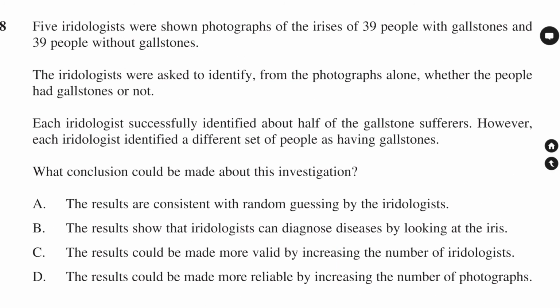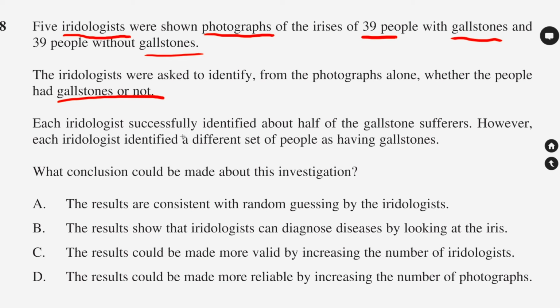Question 8. We're moving into the world of pseudoscience here, and we're talking about iridology to start off with, which you've gone through in the course. Iridology is trying to use the iris to ascertain health and things like that. So they're shown photographs of 39 people who have gallstones and another 39 without gallstones. So we've got a total of 78 in our survey. The iridologists need to identify, only from the photos, whether people had gallstones or not.